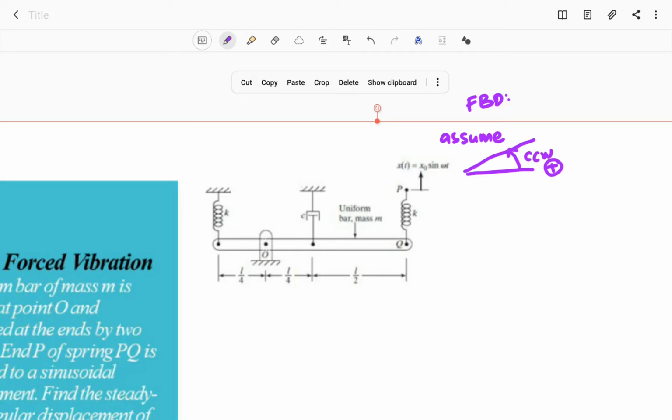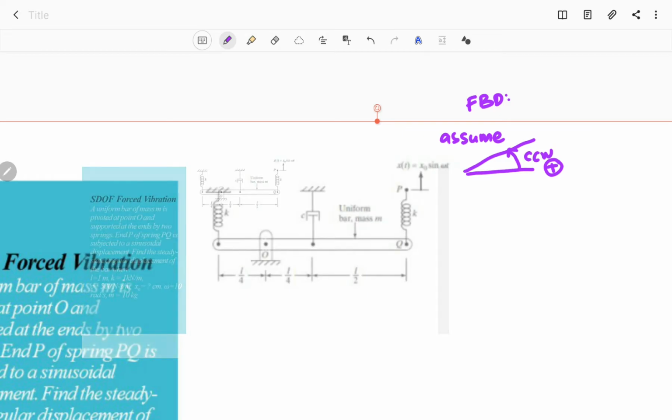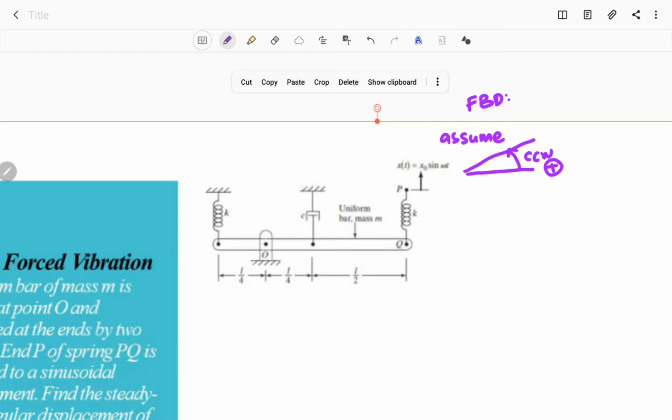Okay, we have this problem where we have a uniform bar with mass M, pivoted at point O, which is roughly not exactly in the middle, but at the location of L over 4. And we have two Ks here, all are linear springs, and also we have C.